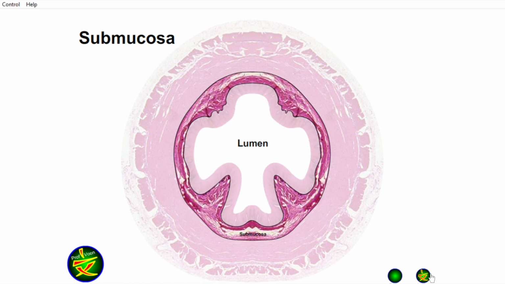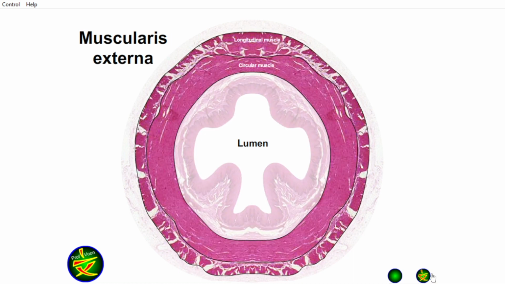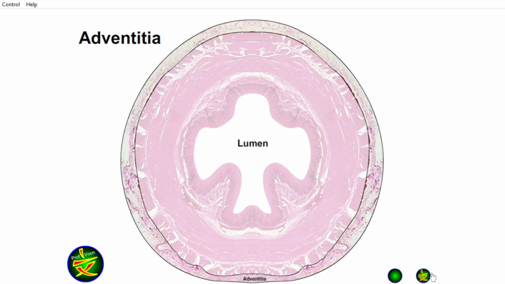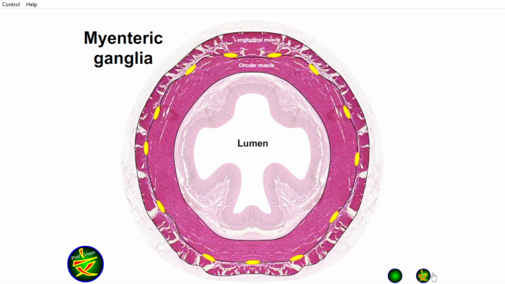First, there is the layer of mucosa, surrounded by the layer of submucosa. Then there's the muscularis externa layer with inner circular and outer longitudinal muscles, and finally connective tissue known as serosa or adventitia.